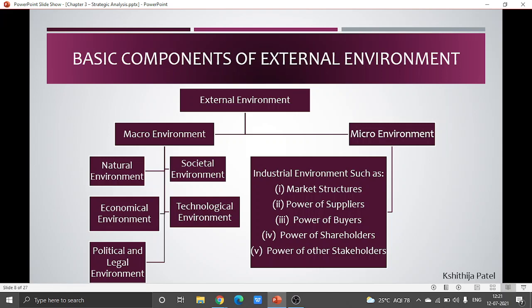Now, one more that we can speak of under macro environment is the political and legal environment. That is to say, some non-market factors are also very important for an organization. So the ideology of the government, that is the one which is in power, is very crucial from the organization's point of view. Now, the organization has to seriously implement societal considerations into its functioning.